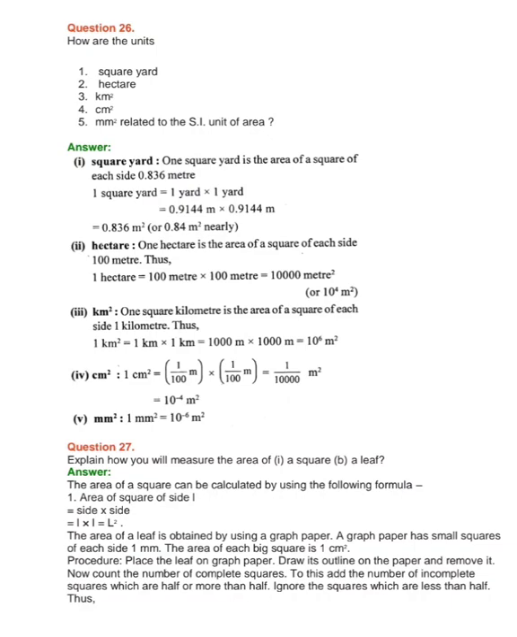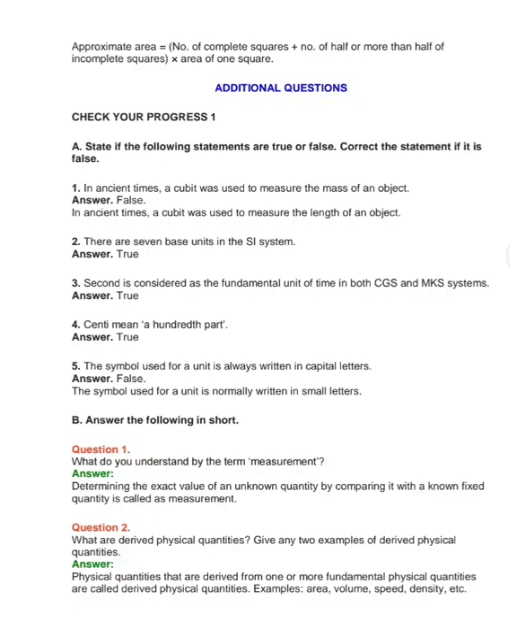Procedure. Place the leaf on graph paper. Draw its outline on the paper and remove it. Now count the number of complete squares. To this add the number of incomplete squares which are half or more than half. Ignore the squares which are less than half. Thus, approximate area is equal to number of complete squares plus number of half or more than half of incomplete squares, bracket close, into area of one square. So this is how we have to calculate the area of the leaf.